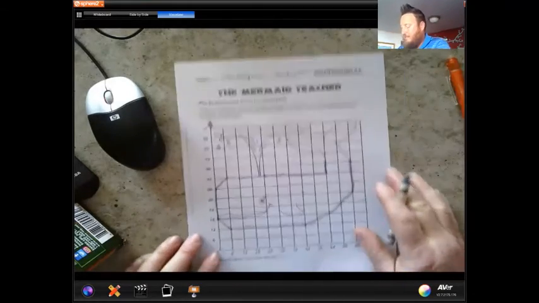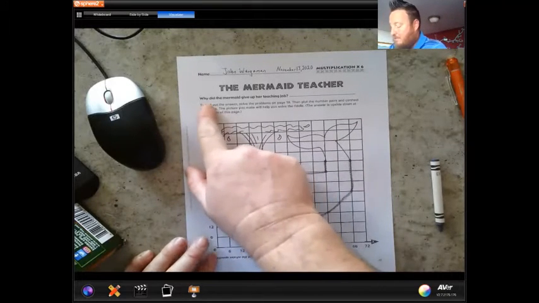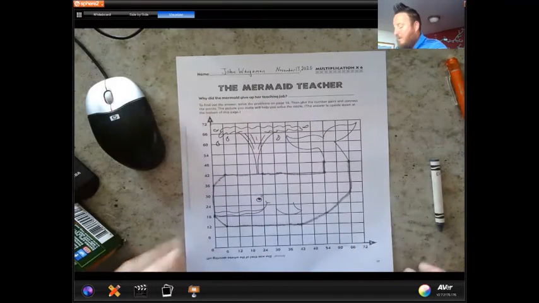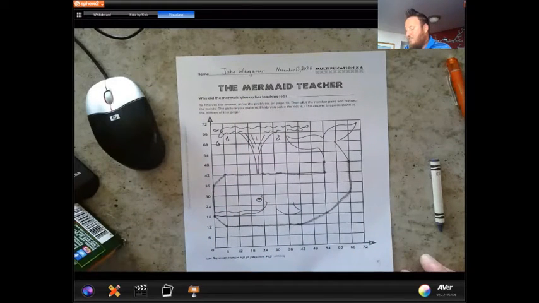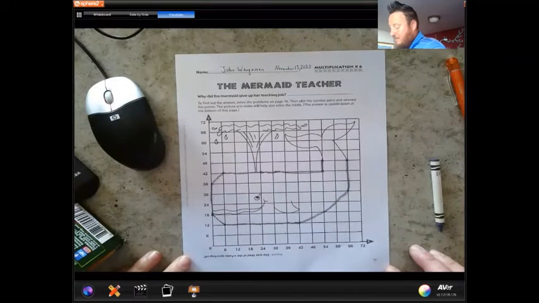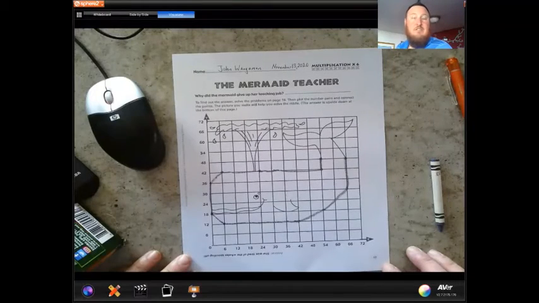All right, now we have our picture. Now we can go up to the top and try to answer our riddle. Why did the mermaid give up her teaching job? You know, it has something to do with a whale. I'm going to guess because whales are hard to teach.